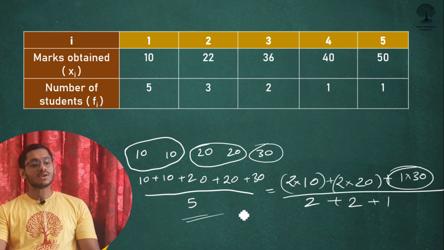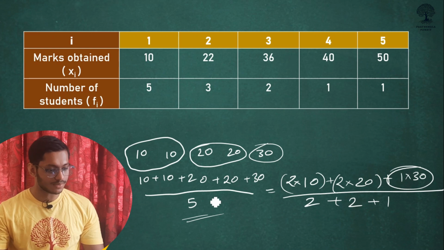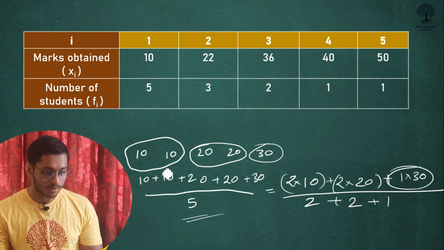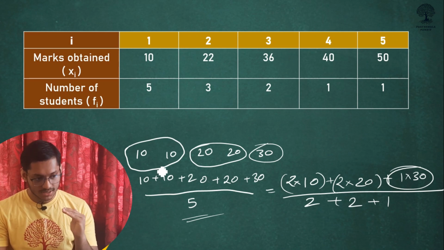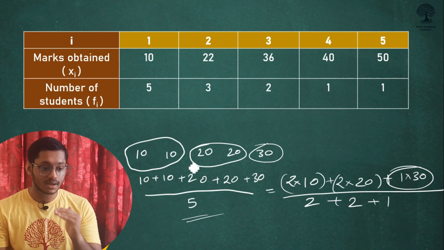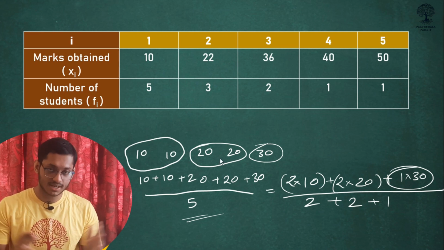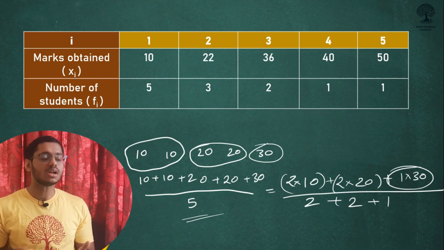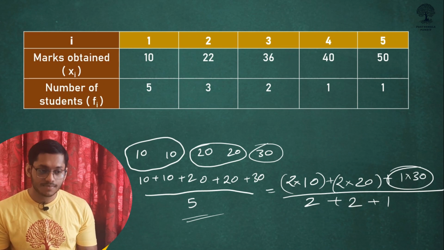So what exactly did we do here? We took the marks and multiplied them by the number of students. Then we added everything together and divided it by the total number of students.